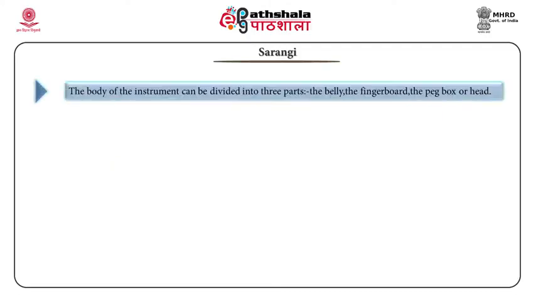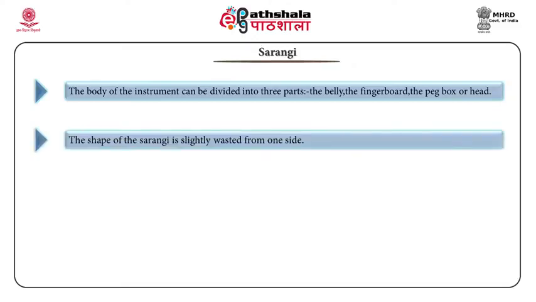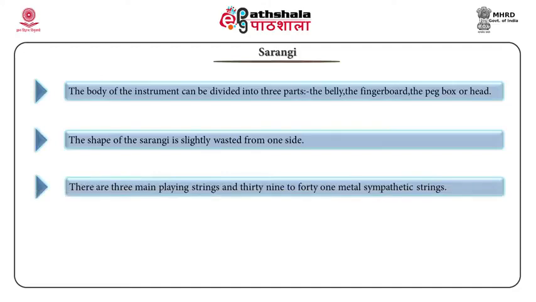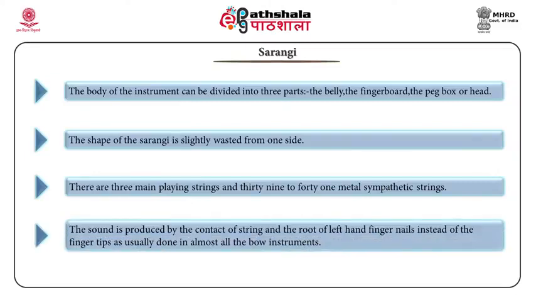The body of the instrument can be divided into three parts: the belly, the fingerboard, and the peg box or head. The shape of the sarangi is slightly curved from one side. There are three main playing strings and 39 to 41 metal sympathetic strings. The sound is produced by the contact of the string and the root of the left hand fingernails instead of the fingertips, as is usually done in almost all bowing instruments.